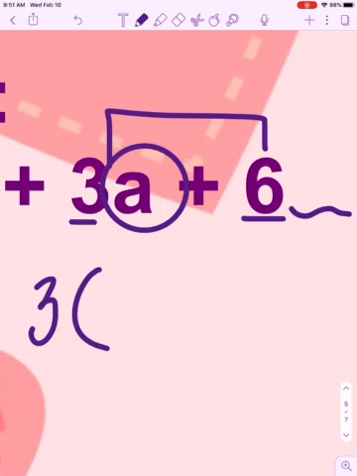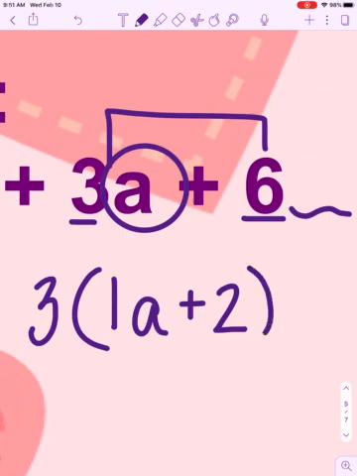So I put my parenthesis and I factor out the 3. 3 divided by 3 is 1. I had an A. I couldn't take any out, so I still have an A. Plus 6 divided by 3 is 2. I didn't have any variables, and so that's just it.